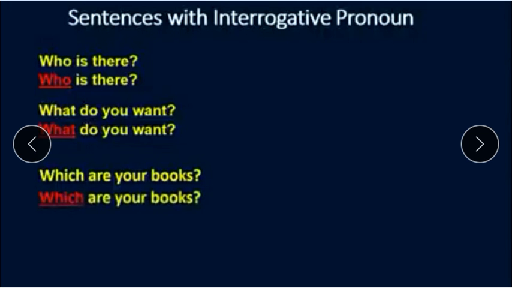The question word is who. What do you want? What? Which are your books? Which? These are the interrogative pronouns.